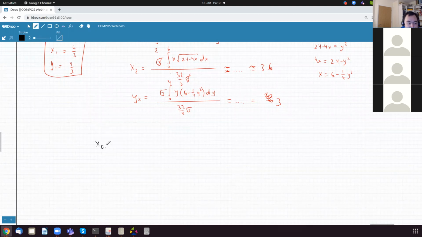X center of mass is m1 x1 plus m2 x2 divided by m1 plus m2. So I'll leave this to you guys. Center of mass, and it's going to be m1 y1 plus m2 y2 divided by m1 plus m2.